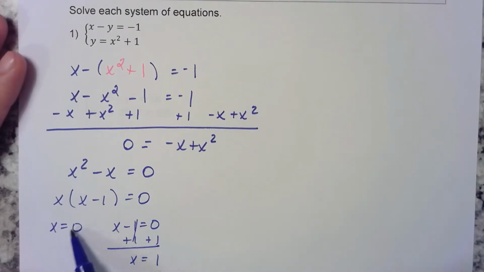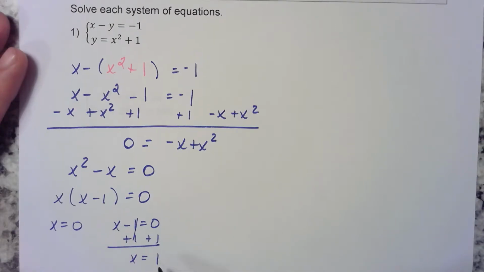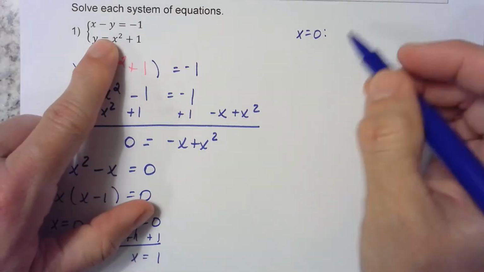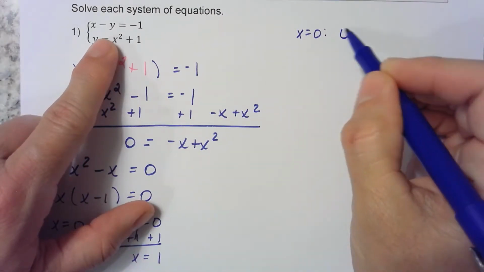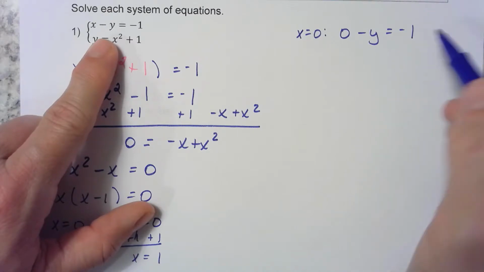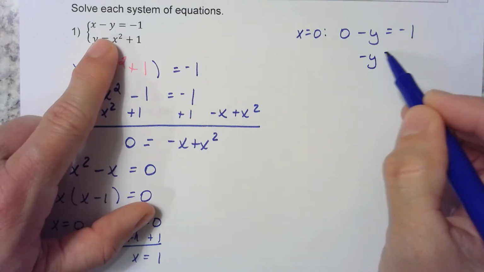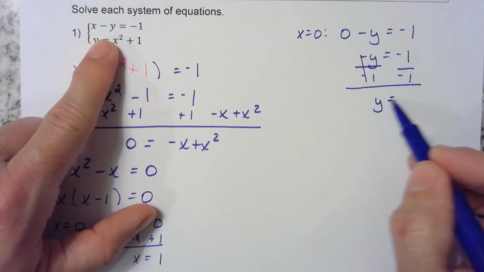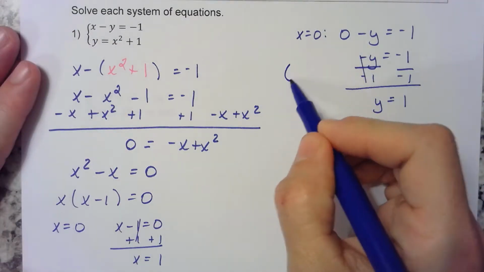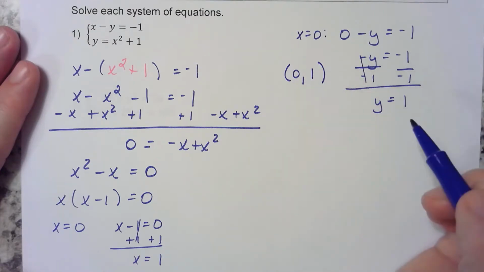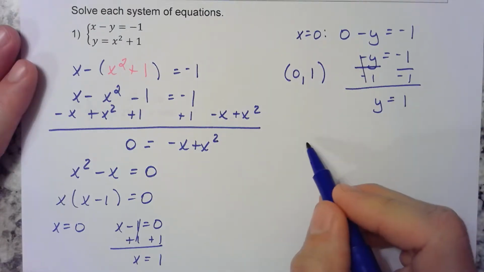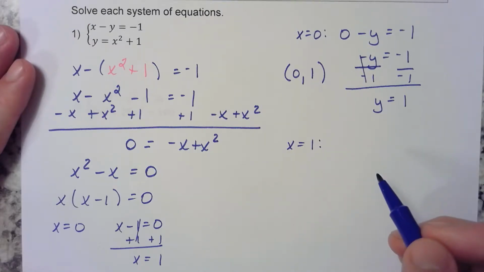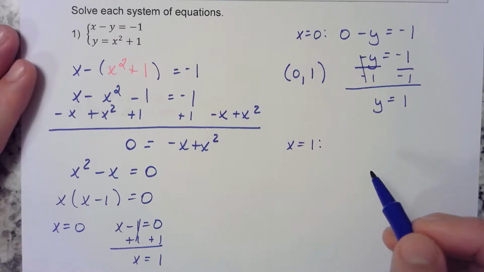Well, what if x is equal to 0? Plug it into this equation. 0 minus y equals -1. 0 minus y is -y. Divide by -1, and we get y is equal to 1. So when x is 0, y is 1. Well, what about when x is 1? We can use the same equation. We could use the other equation. It doesn't really matter which one we use. This one just has less stuff to work with.